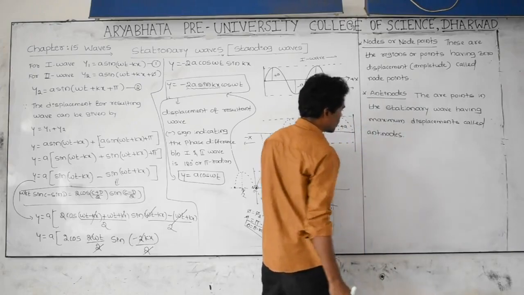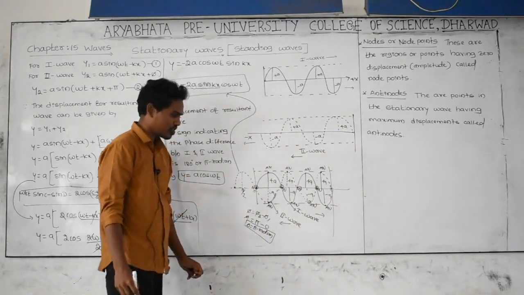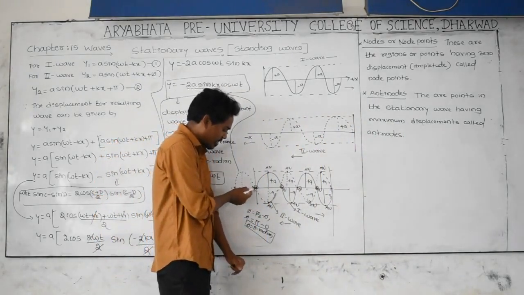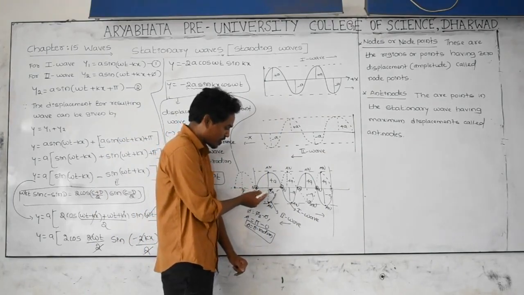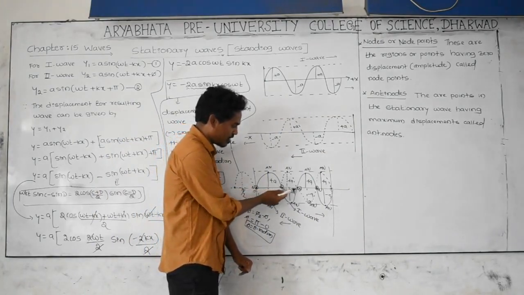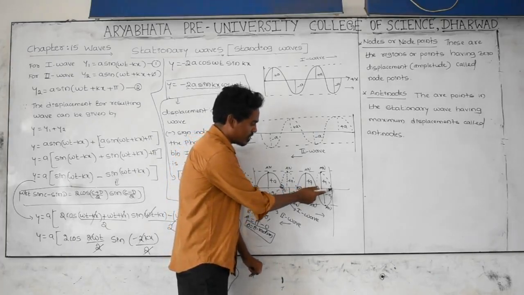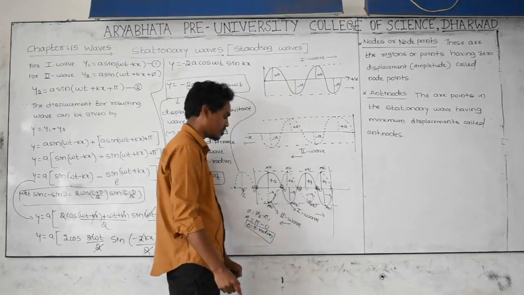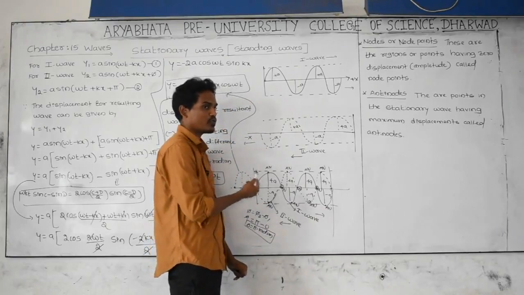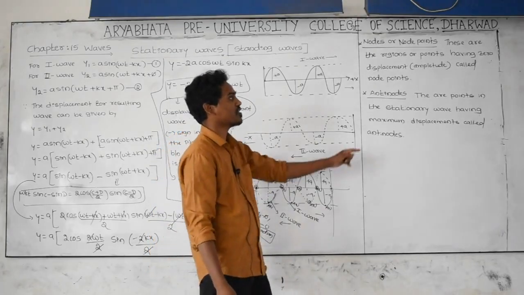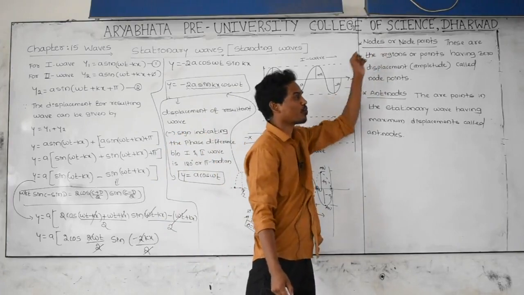In the diagram we have to see some of the regions. Here the displacement of the wave is 0, here it is 0, here it is 0, here it is 0, here it is 0. These are the points where the wave has zero displacement. Those points we are going to call node points.